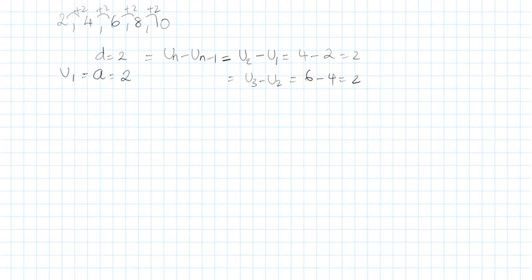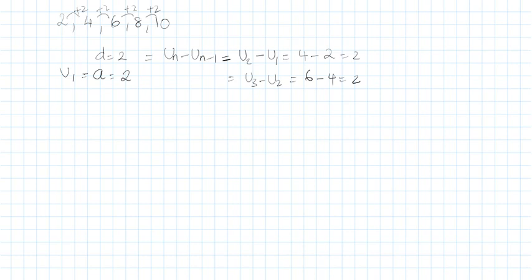So in an arithmetic progression, you take any term and you subtract the term before it, you should get the same number. Okay, and that's why it's called a common difference, because it's the same difference we get over and over again. All right, so this is how we calculate the common difference. We take un, any term, and you subtract the term before it. What else do I need to tell you?